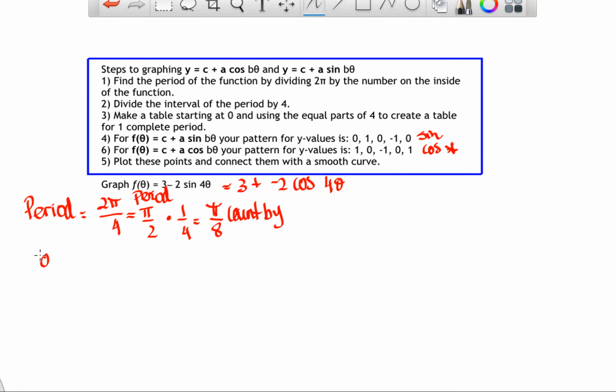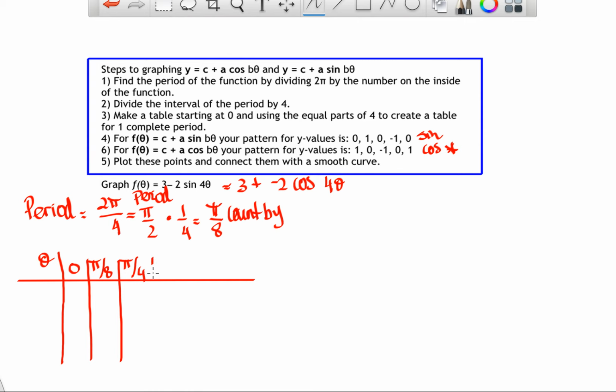So if I start with theta, then starting with 0, I'm going to add pi over 8. So start at 0 plus pi over 8. It's 1 pi over 8, 2 pi over 8, which is actually pi over 4, 3 pi over 8, which does not reduce, and 4 pi over 8, which is actually pi over 2. And that is the period. So that's sort of a little check. Okay, what else do we have?